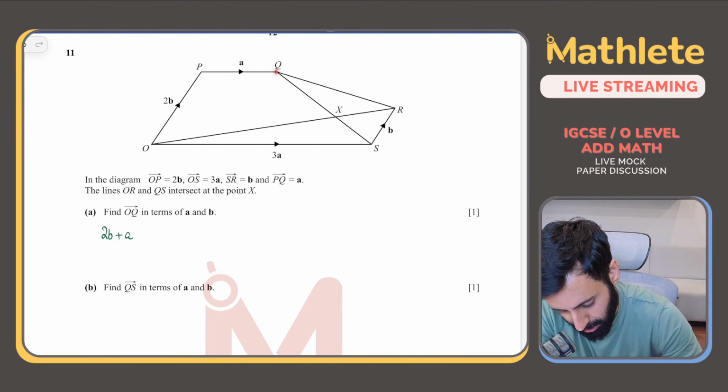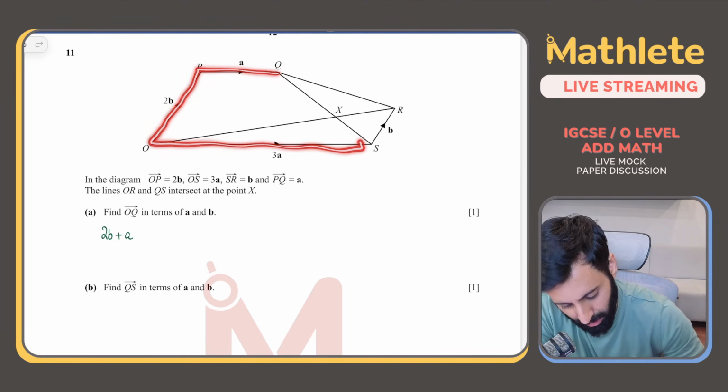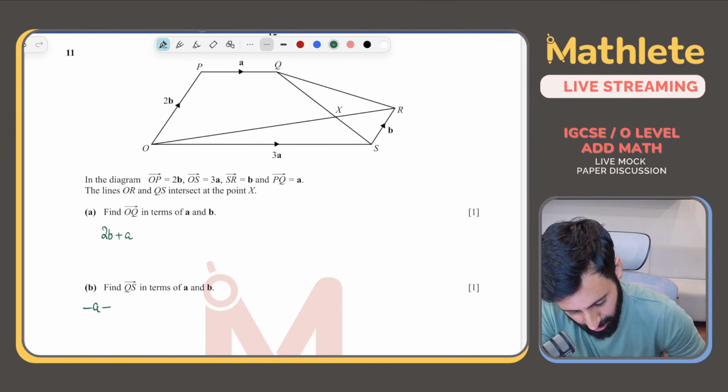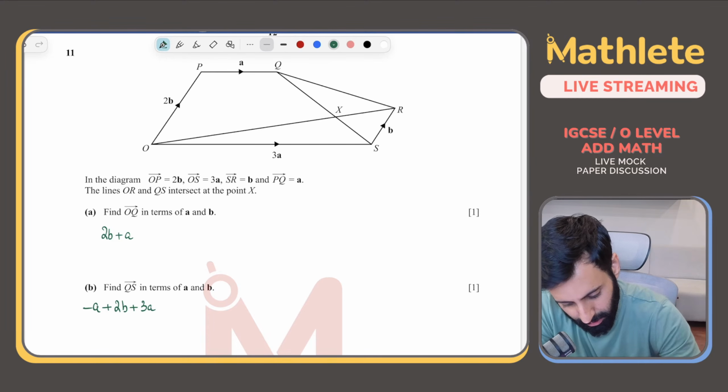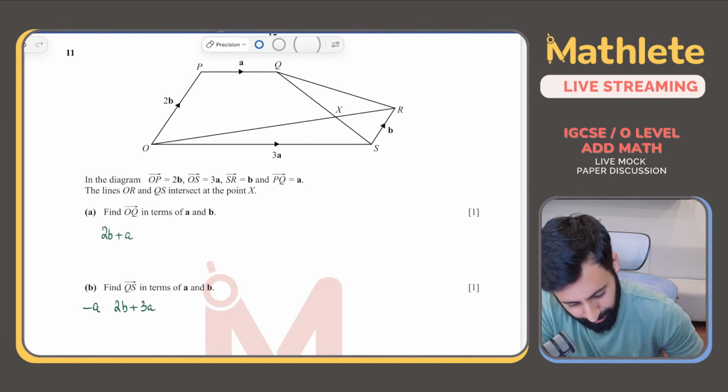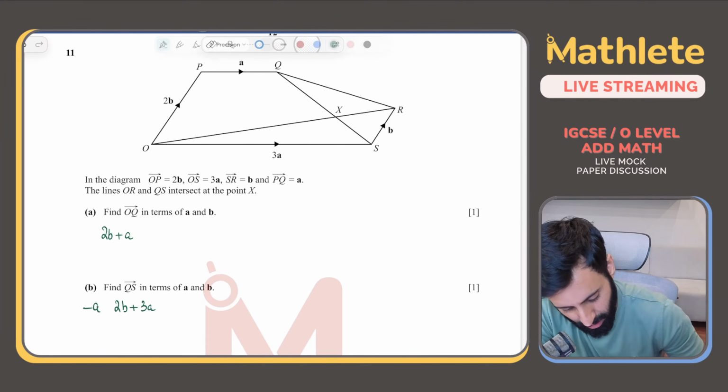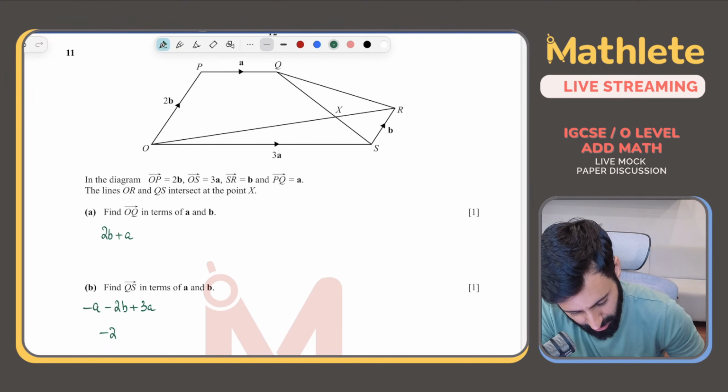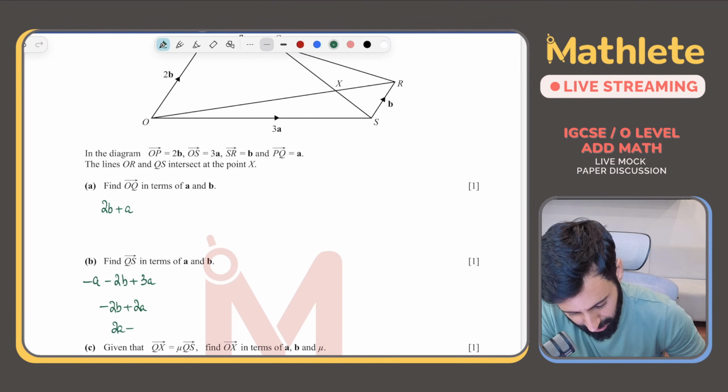So let's pick a nice route which takes us from Q to S. So that's going to be minus A minus 2B plus 3A. So minus A minus 2B plus 3A. So sorry, minus A minus 2B. So this becomes minus 2B plus 2A, which I would prefer to write as 2A minus 2B.